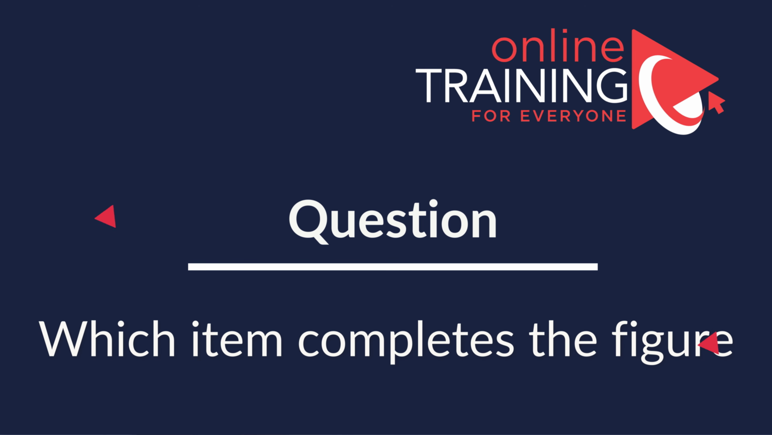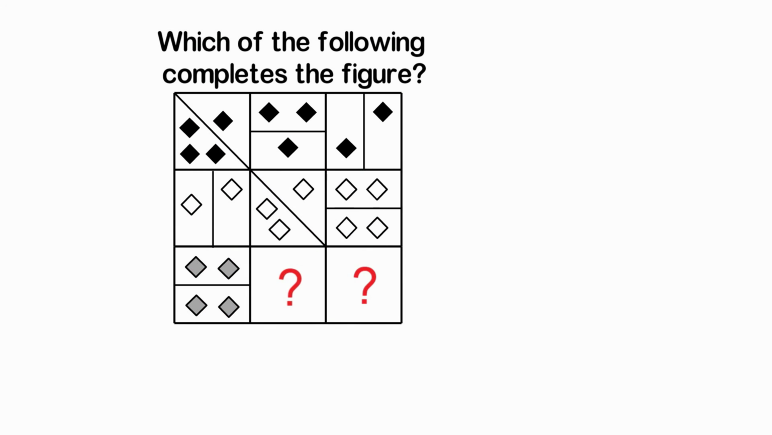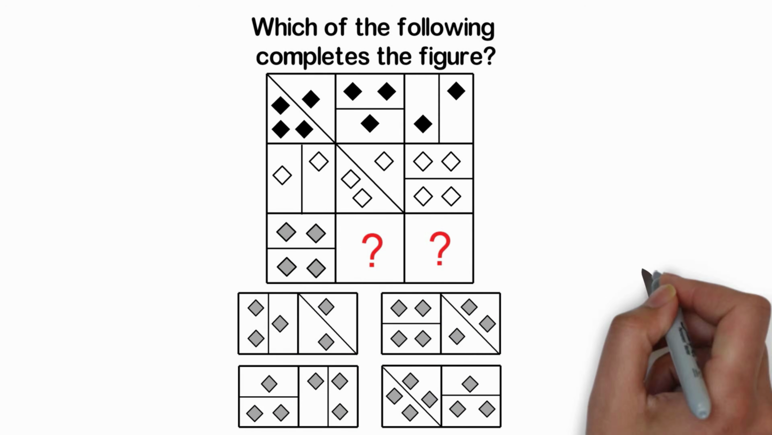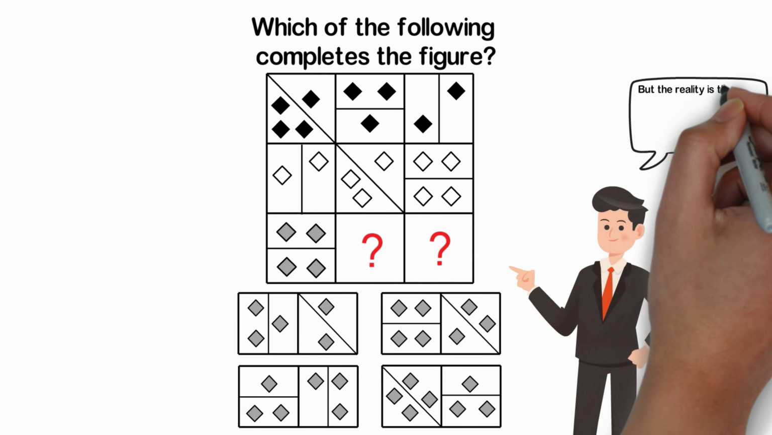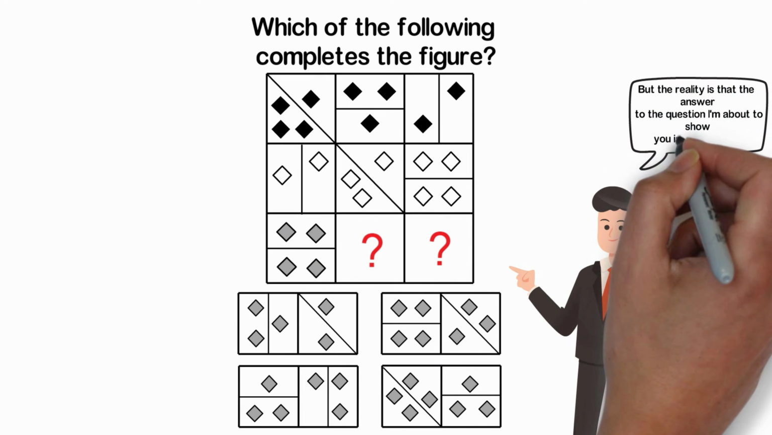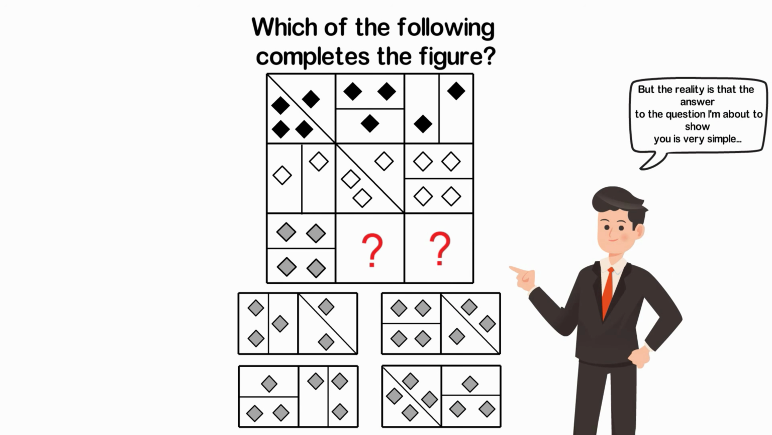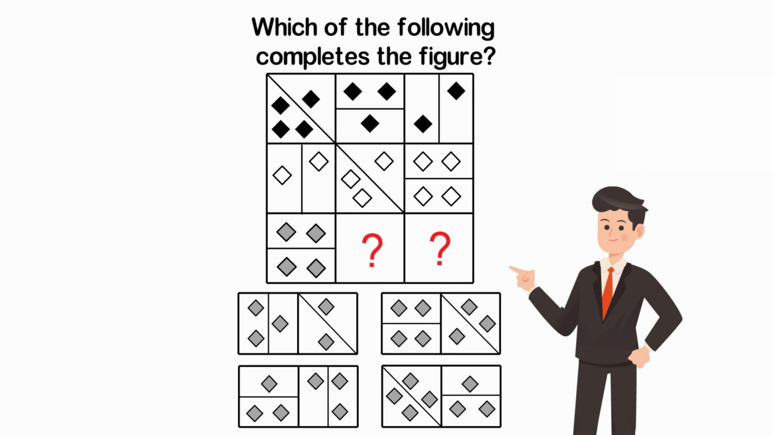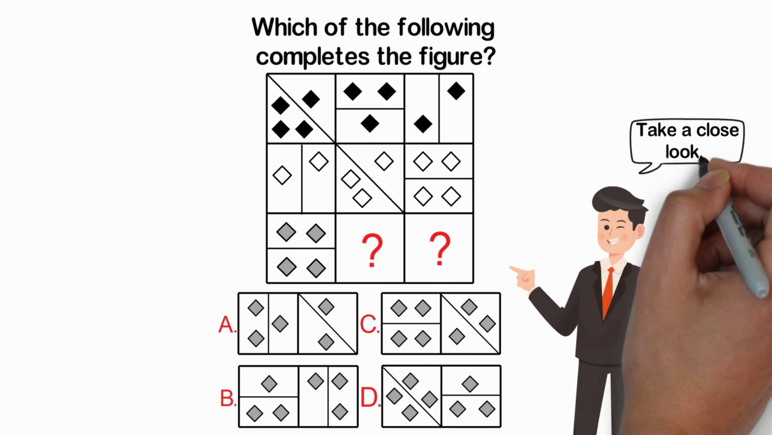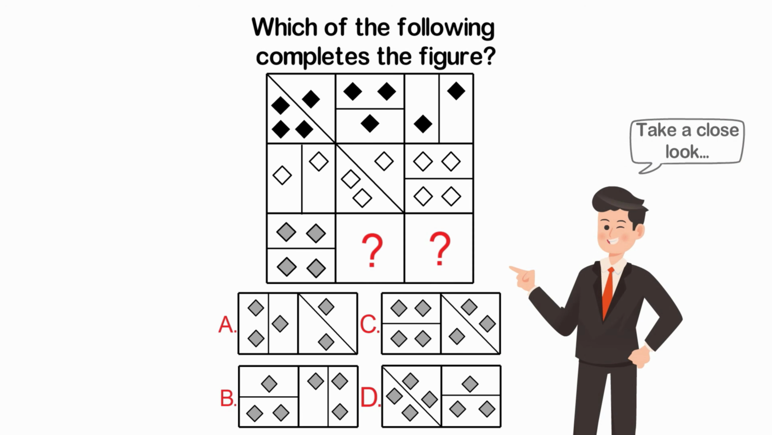When you see a question like this, you might ask yourself, how can it possibly be even more confusing? But the reality is that the answer to the question I'm about to show you is very simple. Let's look in more detail. You're presented with a 3x3 matrix. 2 of the shapes in the matrix are missing. They are located in the bottom row. And you have 4 possible choices for the answers. Choices A, B, C, and D. Take a close look. The solution is not obvious, but it is very simple.